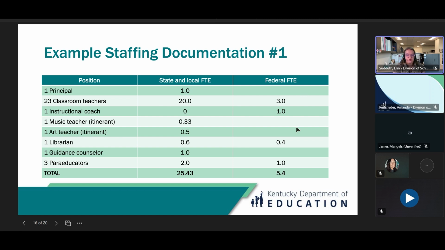So you might be wondering, why is there even a federally funded FTE column on this? As I mentioned on the previous slide, these are just some examples that we've seen districts use during monitoring, and they happen to include that column in their district. If it were me doing this, I think I might include that just so I have the whole picture in one place. You could also easily remove this column.